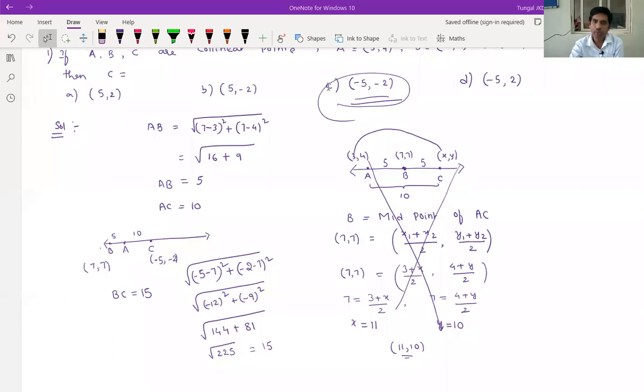By using the distance formula for AC and squaring on both sides, can we solve, sir?